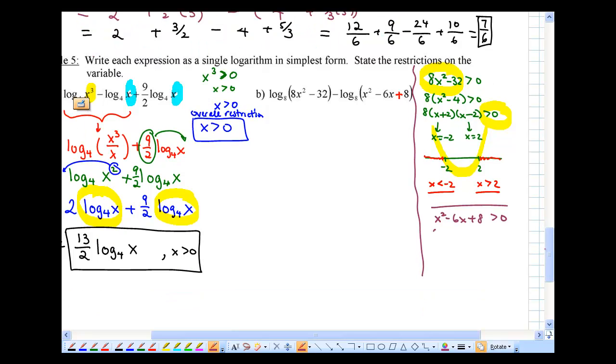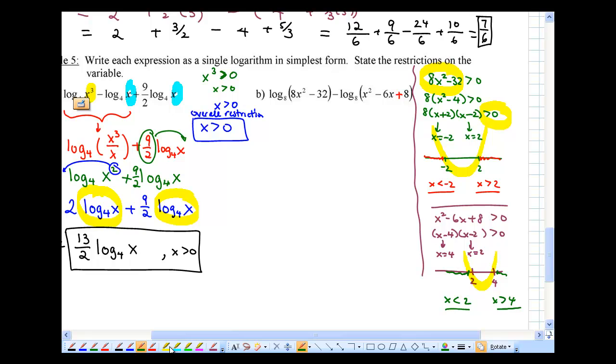Oh boy, more factoring here. Find two numbers that multiply to 8 and add to -6. Good old factoring: x minus 4, x minus 2. Of course, that becomes x equals 4, x equals 2. Draw my number line, 2 and 4. I know this is a parabola too that opens upwards, so of course the region where it's bigger than 0 is this part, x is bigger than 4, and this part, x is less than 2.